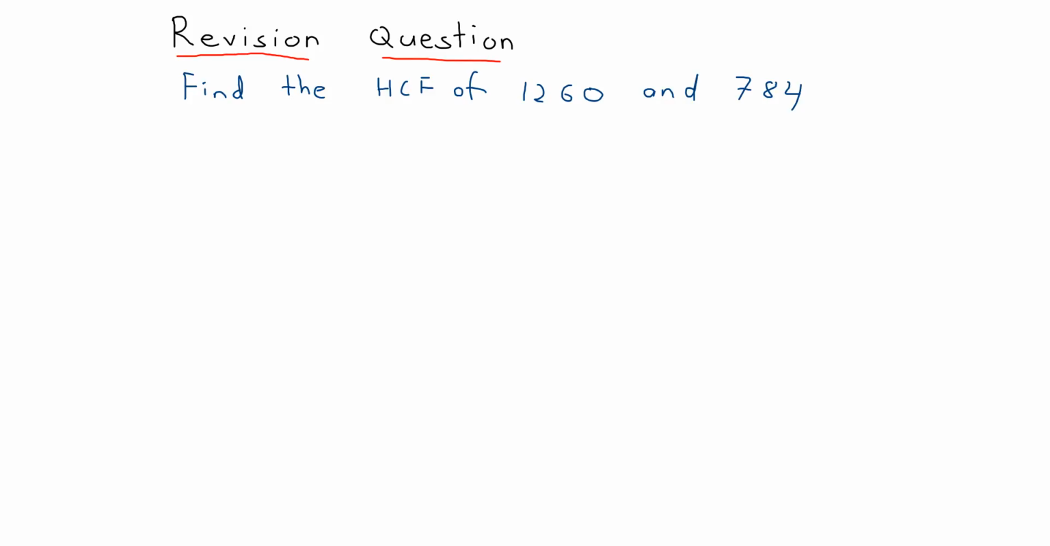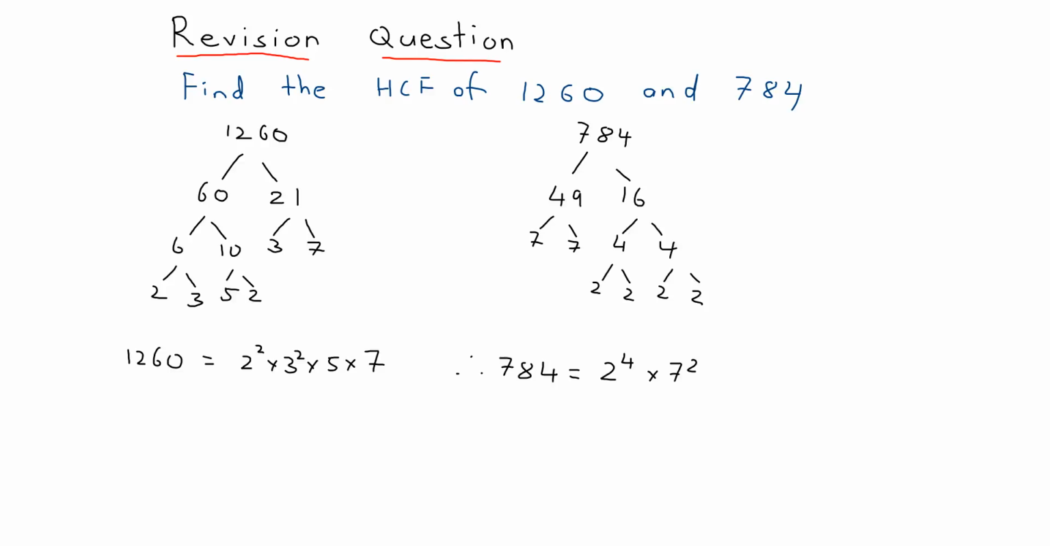Okay, good. So I'm assuming that everyone's done the question now. So let's look at the answer. We first of all do our factor tree. We break up 1260 to 2 squared times 3 squared times 5 times 7. And you all know how to do this factor tree by now.